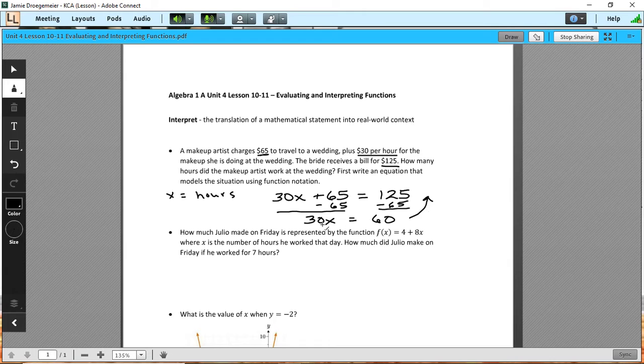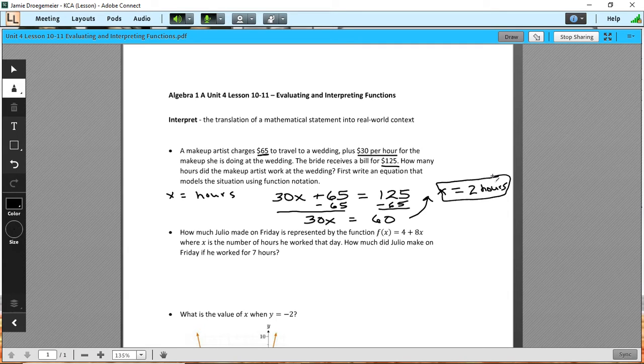If I want to solve for x, I want to undo that multiplication by 30, which means I'm going to divide each side by 30. So if I take 30x divided by 30, I'm left with just 1x or x. And if I take 60 divided by 30, I'm left with 2. And so that means that the makeup artist worked 2 hours to make that $125.